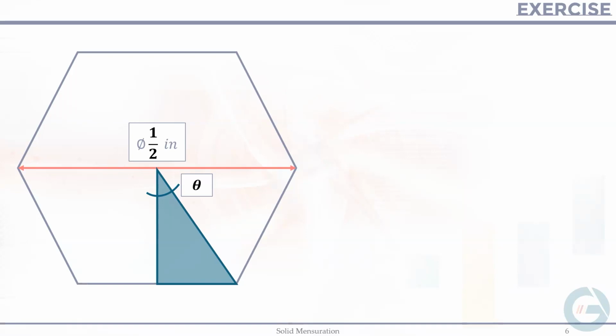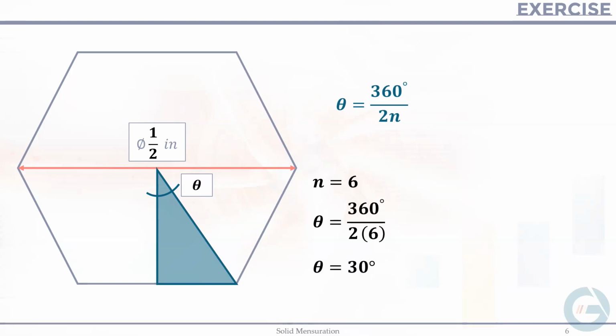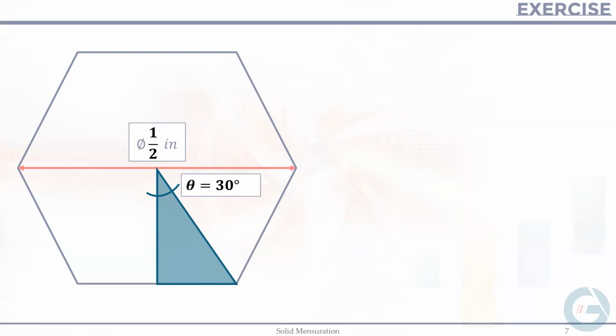So we need to calculate this value theta, given by this equation: theta equals 360 degrees divided by 2n. n is the number of sides of the polygon, and since this is a hexagon, the number of sides is 6. So theta is equivalent to 360 degrees divided by 2 times 6, and that will give us 30 degrees.